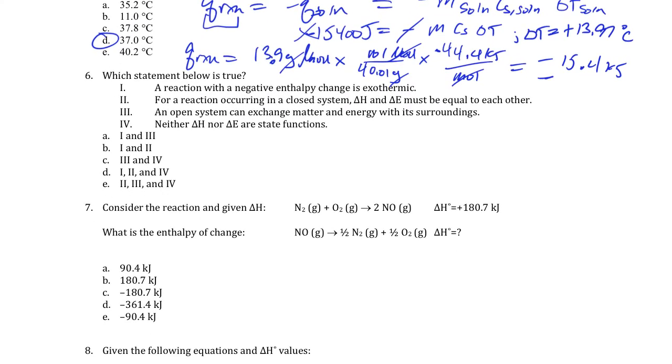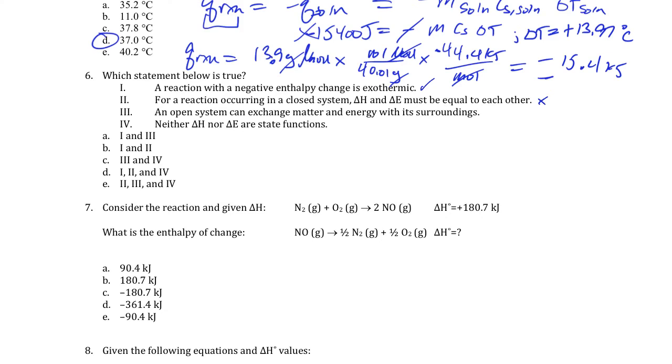Number 6, which statement is true? A reaction with a negative enthalpy change is exothermic. That sounds true. For a reaction occurring in a closed system, delta E and delta H must be equal to each other. That is false. Only for a reaction occurring perhaps in an open system might you be able to make that claim, but that is not true necessarily for a reaction in a closed system.